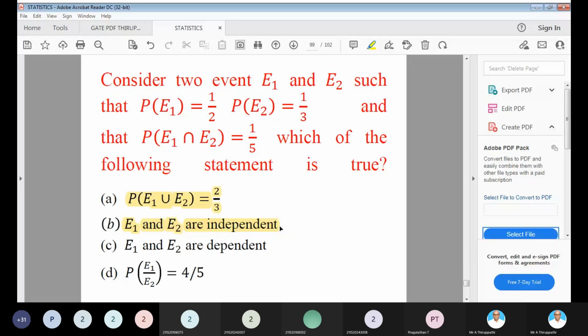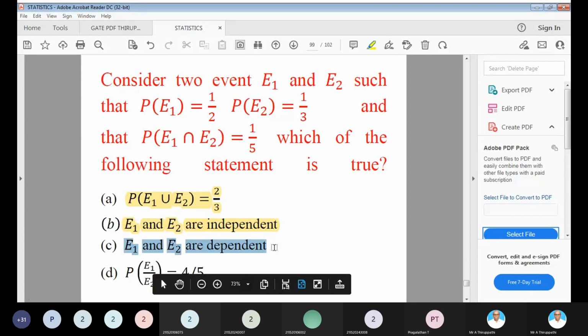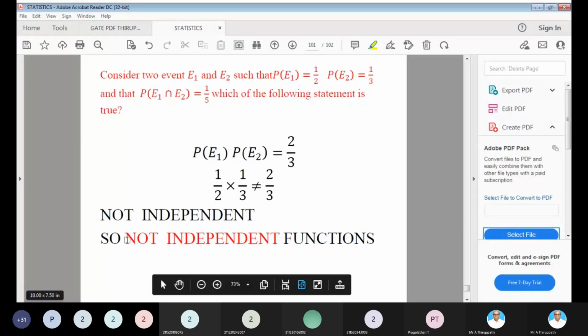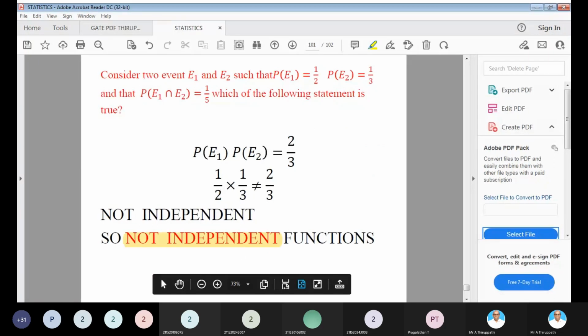So E1 and E2 are dependent. The condition is not satisfied, so it is not an independent one.